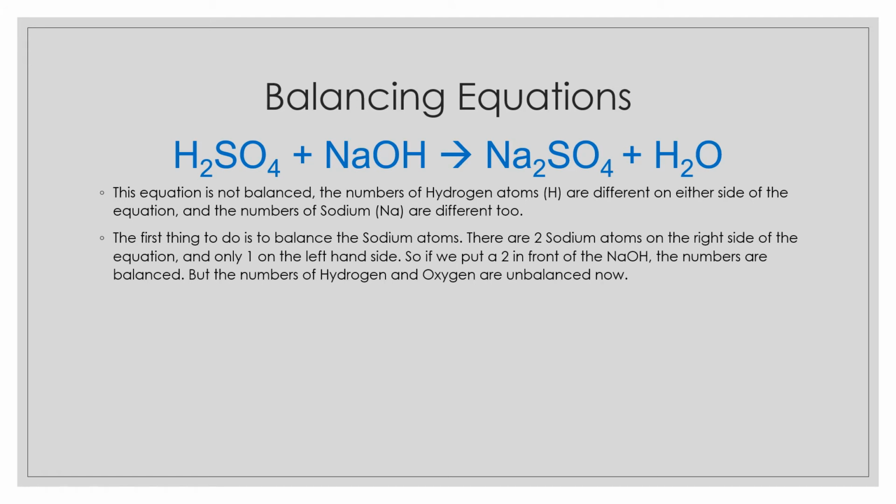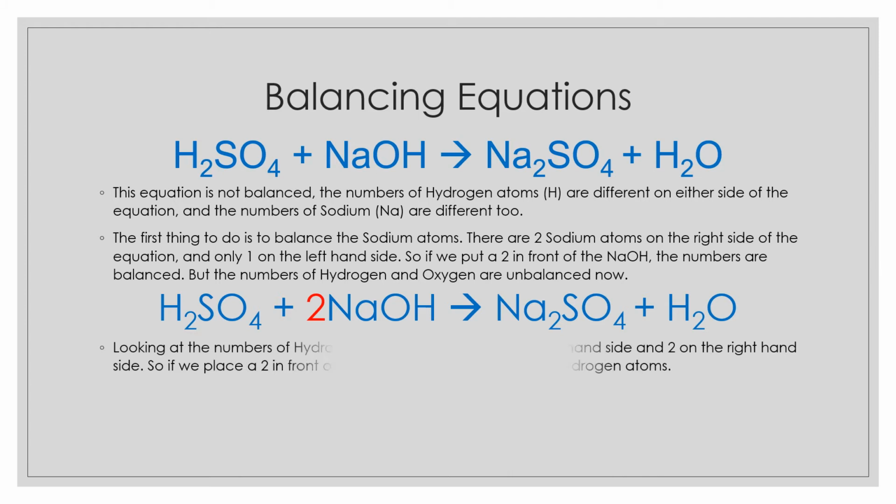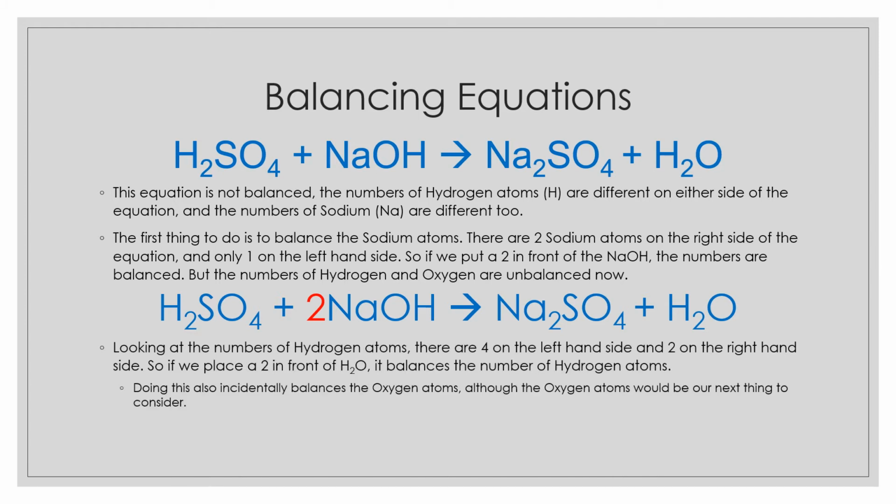This balances the sodium atoms, but unbalances the other atoms. So we can see that the hydrogen atoms are unbalanced now, 4 on the left and 2 on the right. We can also see that the sodium atoms are balanced, so we can't alter the Na2SO4. So we have to alter H2O. If we put a 2 in front of the H2O, then we've balanced the hydrogen atoms.